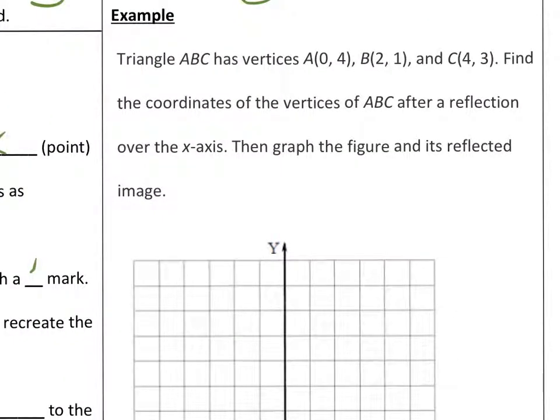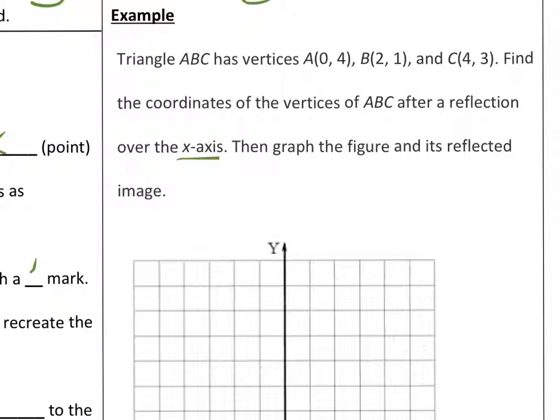In this example, it says triangle ABC has vertices, that means corners or vertexes. A is 0, 4, B is 2, 1, and C is 4, 3. It says find the coordinates of the vertices of ABC after a reflection over the x-axis. The x-axis is going to be our line of symmetry in this problem. Then it says graph the figure and its reflected image.